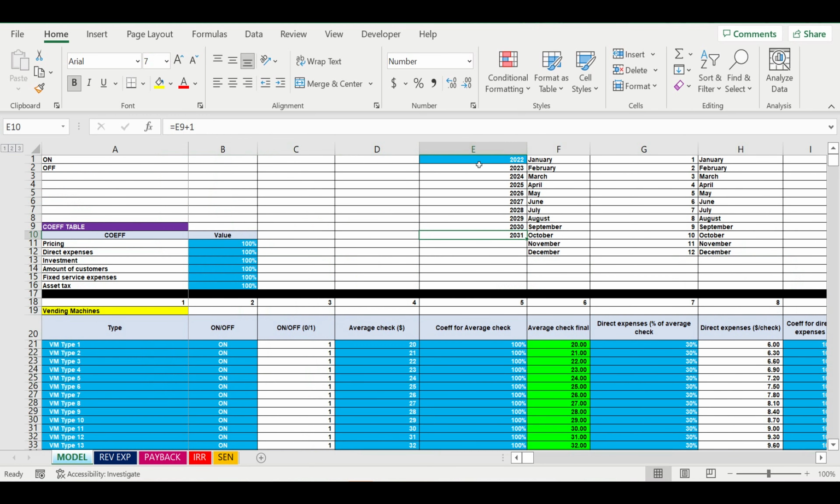First of all, we set up when we start the first year of our projections. So this is the first input. Then we create the block of coefficients for pricing, direct expenses, investments, amount of customers, fixed service expenses, asset tax. This will allow us to play with revenues, expenses, investments very quickly to create numerous scenarios.